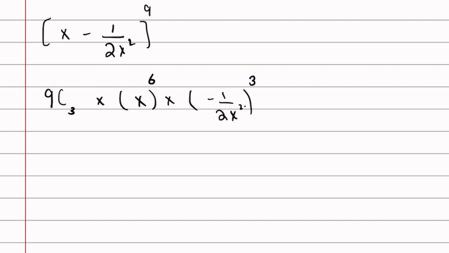Now, what we're going to do here is we're going to multiply on the calculator. 9c3 is supposed to be 84. 84 times x to the power of 6, and then times minus 1 over 8, x to the power of 6, and these two are eliminated, so it's just minus 84. And this is the term.